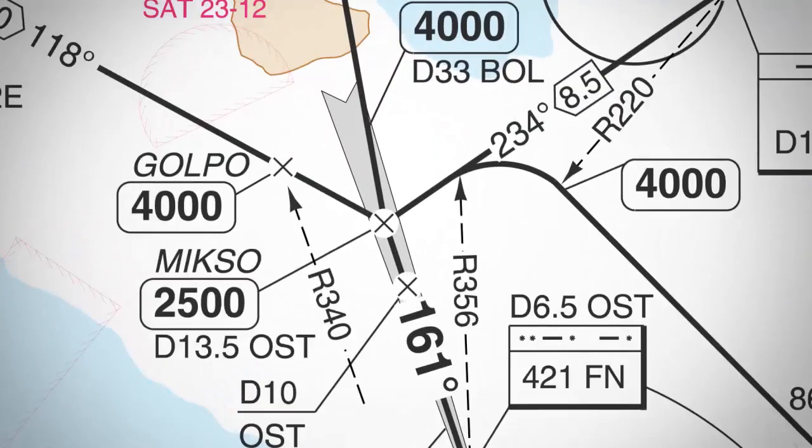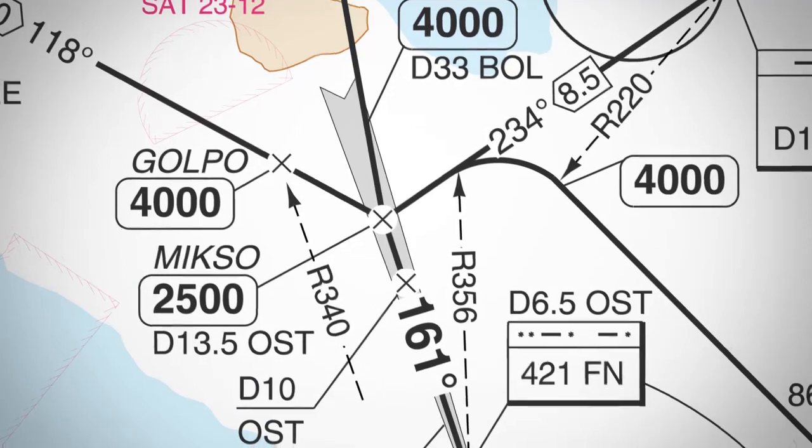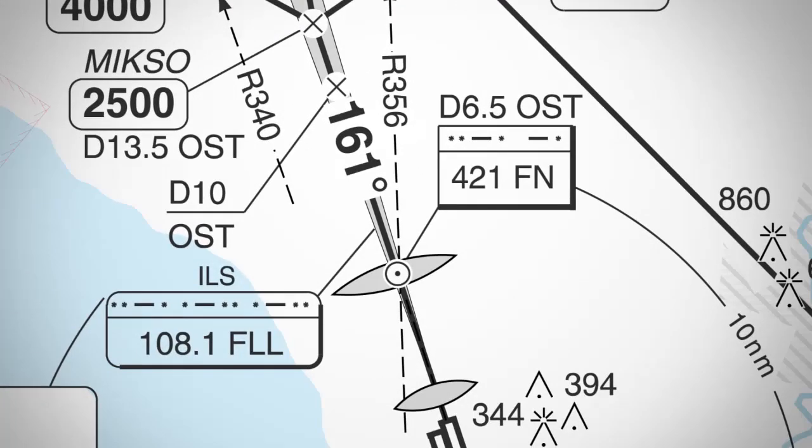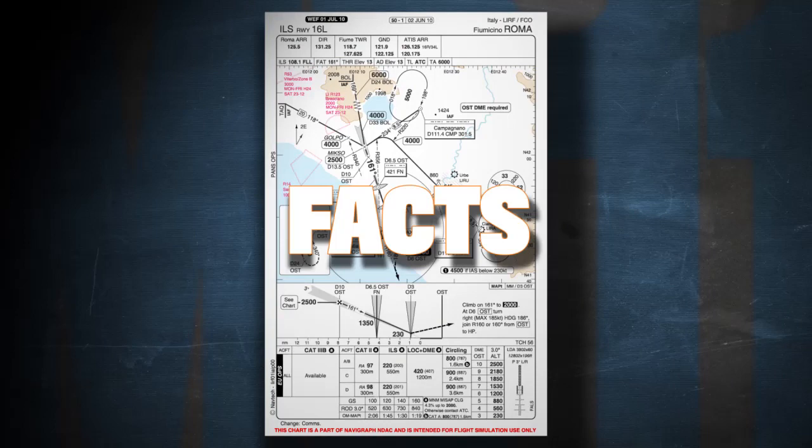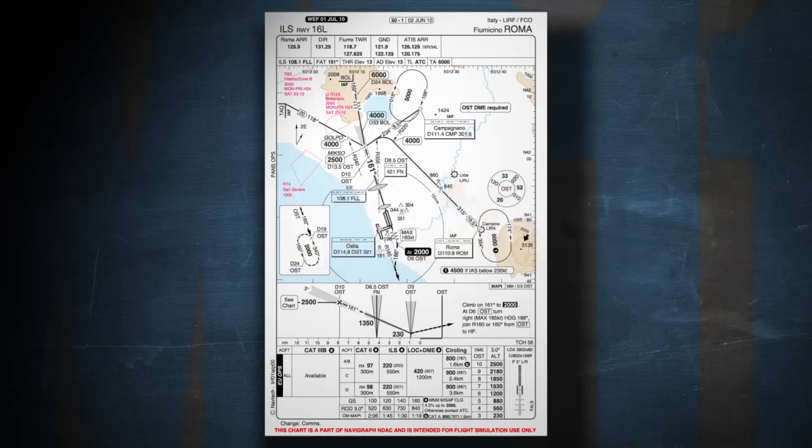ILS localizer intercept will occur at MIXO and glide slope intercept shortly thereafter. We will get in landing configuration by the final approach fix, and from there monitor the instrumentation very carefully all the way down to touchdown and rollout. So let's go through the facts to finish up our initial chart briefing.